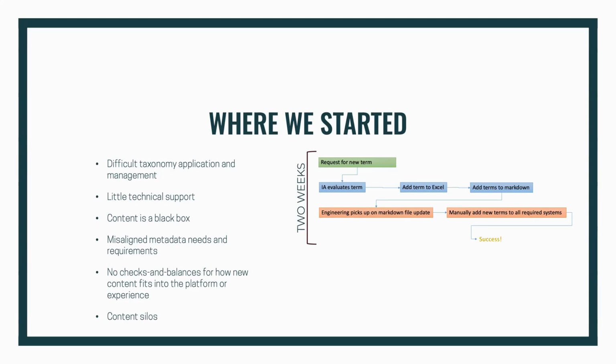Across our platform, metadata needs were totally misaligned. Requirements were all over the place. We had 2 product taxonomies that were used on different content, so there was no way that we were going to get that to work together. No checks and balances for how new content fit into the platform, especially on a platform that was growing organically and migrating new content sets in all the time. This became really problematic because then you're just shoving things into a closet and hoping that they're going to make sense, or that you're going to be able to find something at some point, and that does not work out. And because of that, our content was really siloed.